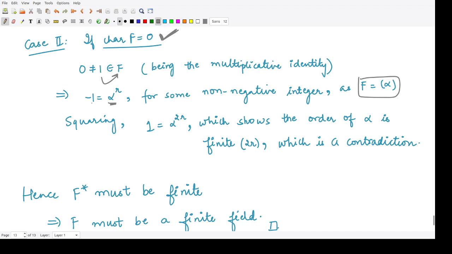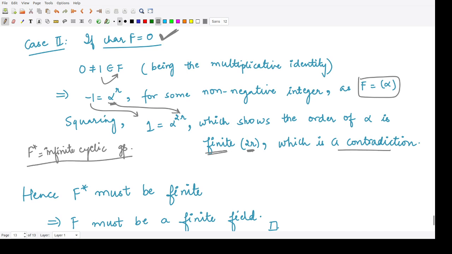So we could square both sides, so we would have 1 is equal to alpha to the power 2r, which shows that the order of alpha is finite, and it is 2r. But we have in the very starting assumed that this F star was an infinite cyclic multiplicative group of non-zero elements. So this is a contradiction because we got the order to be finite.